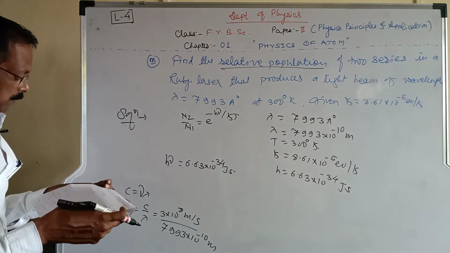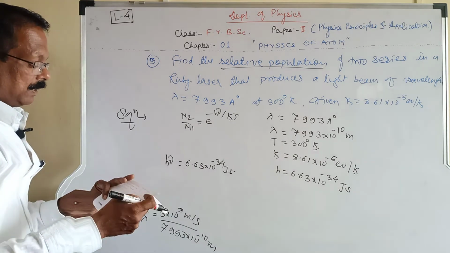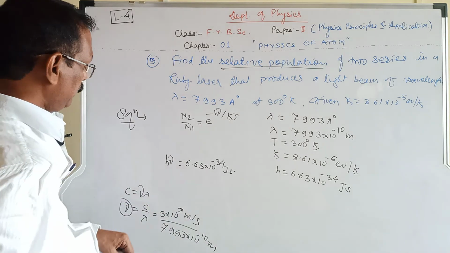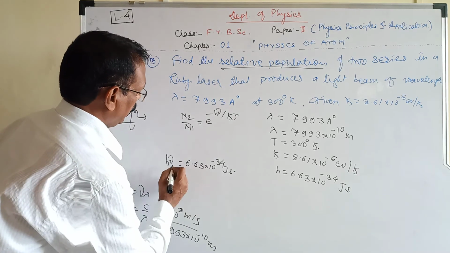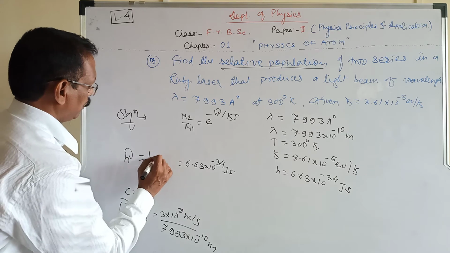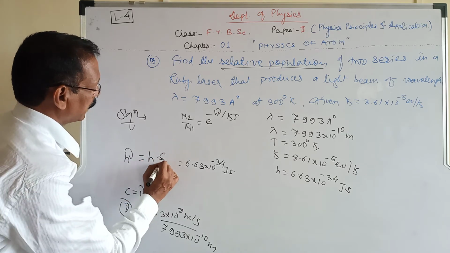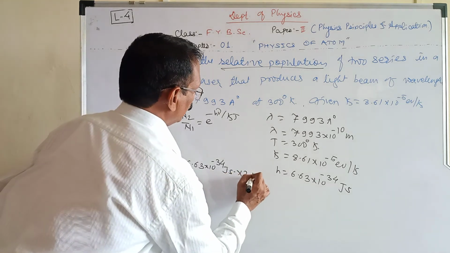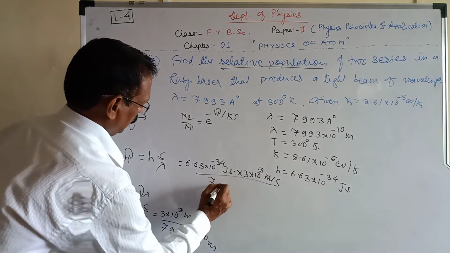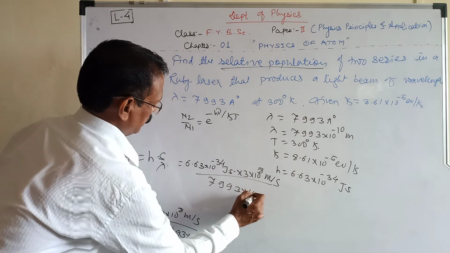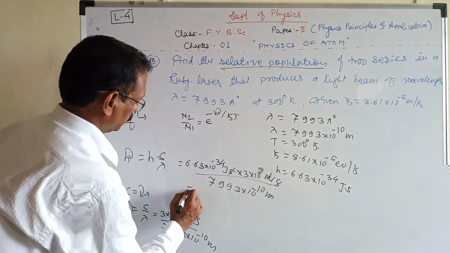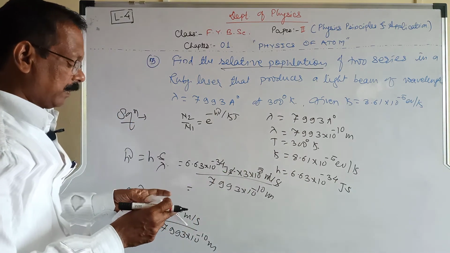So we can write that h nu is equal to h into nu, which is equal to c upon lambda here. So c is equal to 3 into 10 raised to 8 meter per second, divided by lambda, which is 7993 into 10 raised to minus 10 meter here. So meter gets cancelled, per second gets cancelled. Then you can calculate this value here.